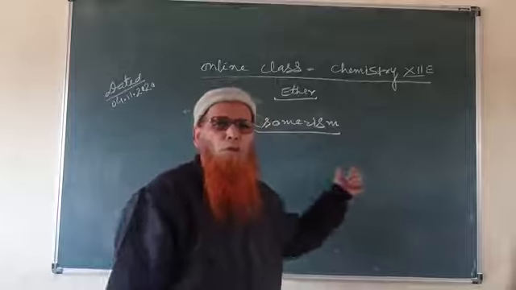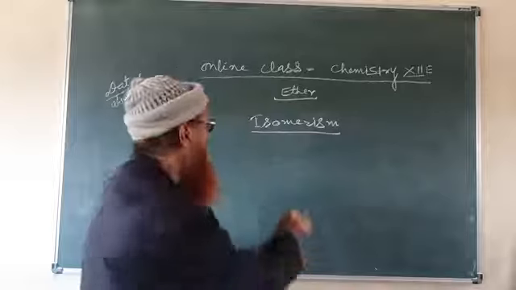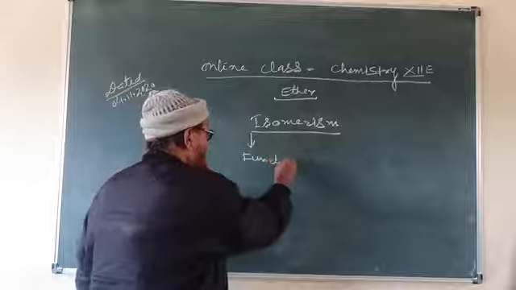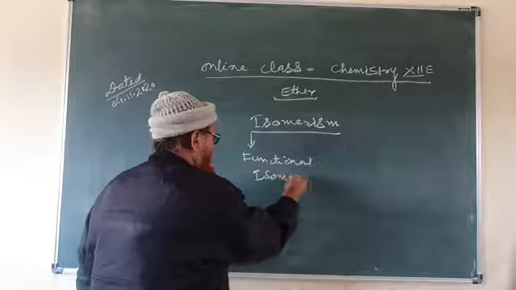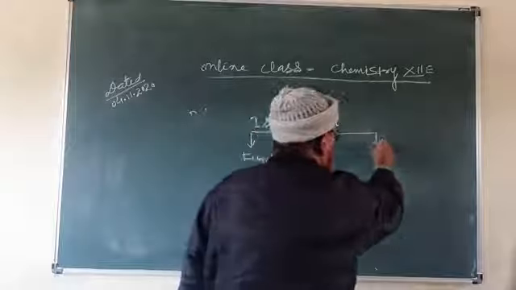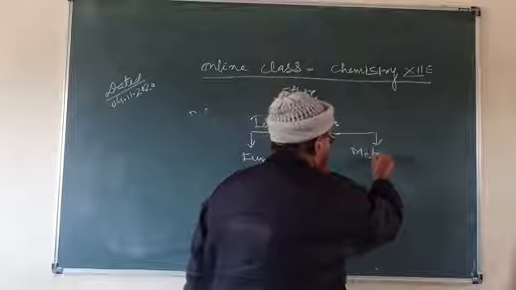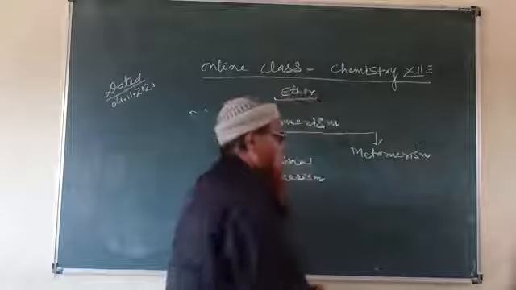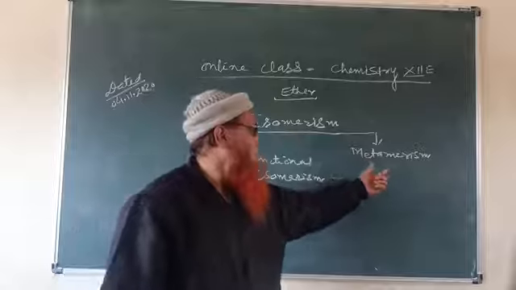In ether, mainly two types of isomerism are present. One is known as functional isomerism. Second is known as metamerism. First is the functional isomerism and second is the metamerism.